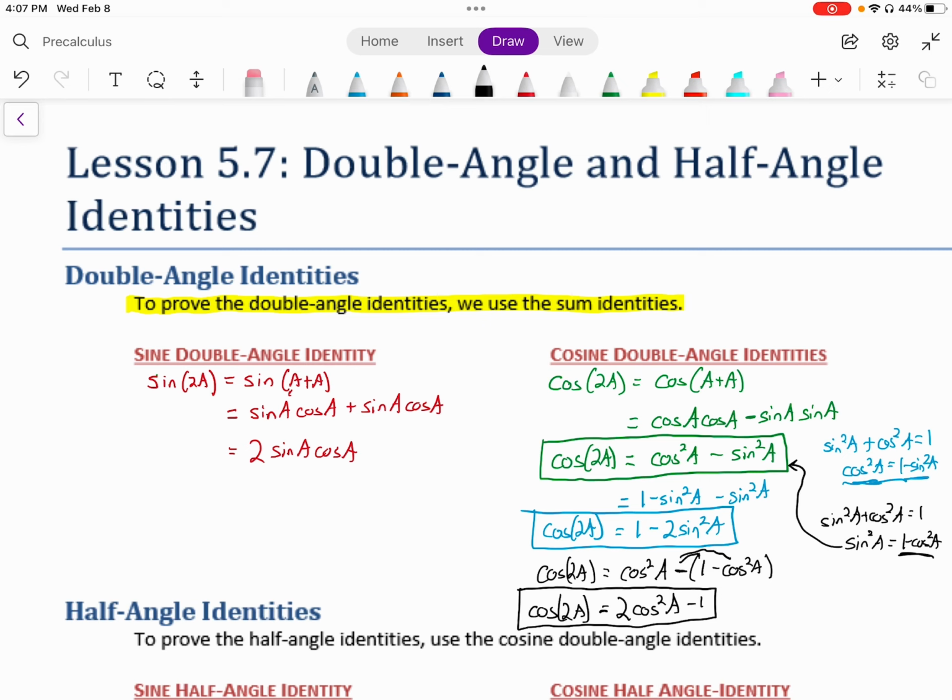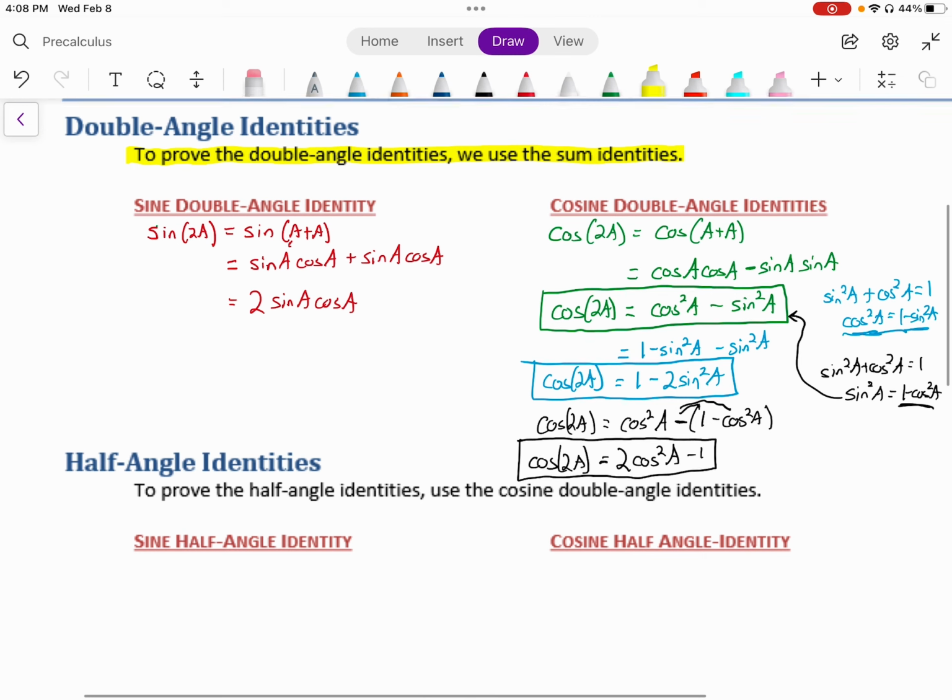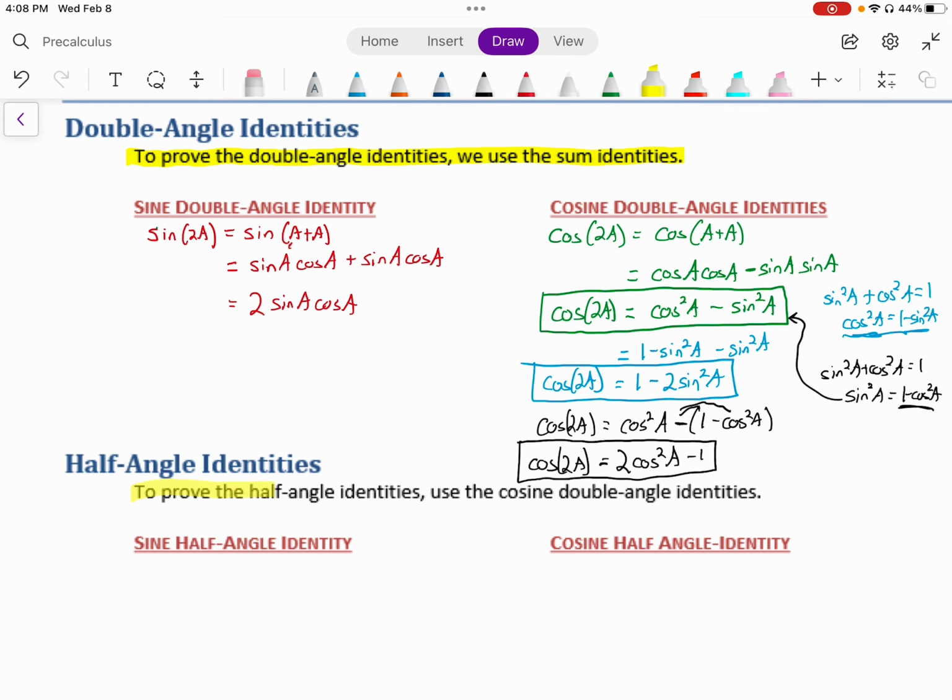We're not going to jump in and use these right now. We can use them when we're verifying trig identities, but one thing they are used for is actually to help us prove the half angle identities, which come up next. As you can see here, right under half angle identities, it says to prove the half angle identities, you're going to use the cosine double angle identities. And so we're going to take a look at that.